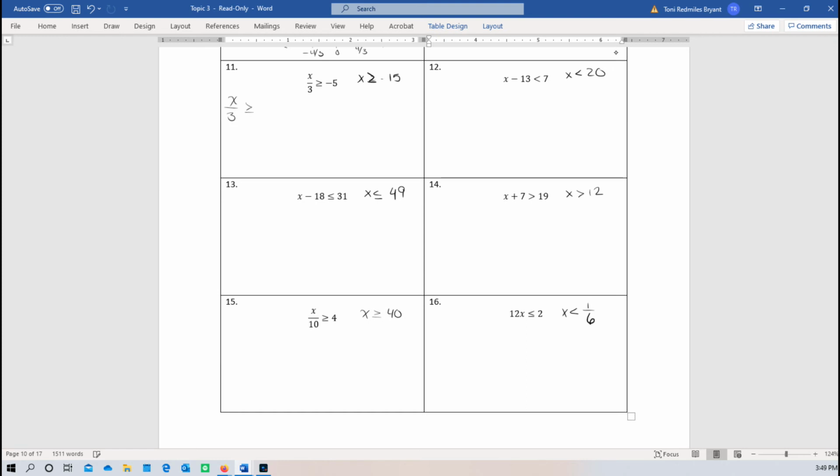So in this first one, I have to ask, what is the 3 doing to the x? It's dividing. So its opposite operation is to multiply by 3 on both sides. A negative and a positive make a negative number, and the answer is negative 15. So x is greater than negative 15.